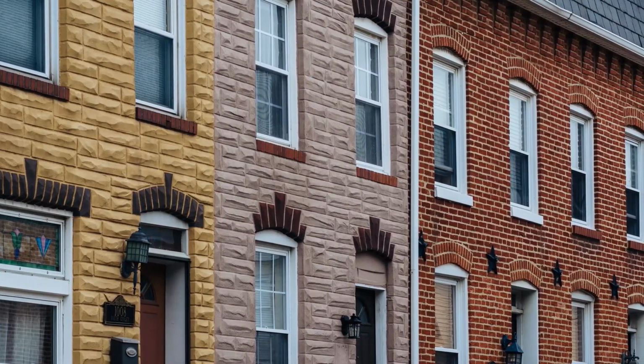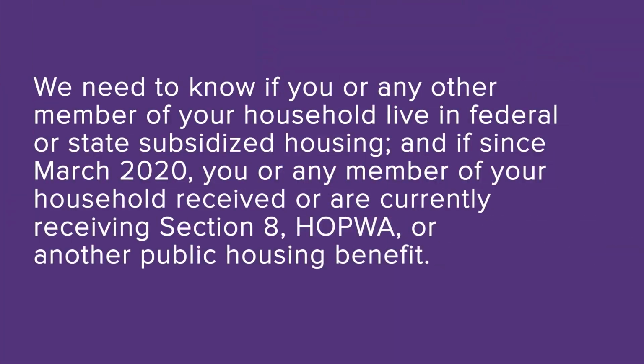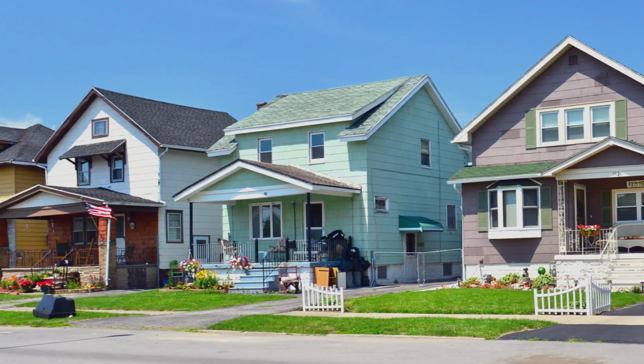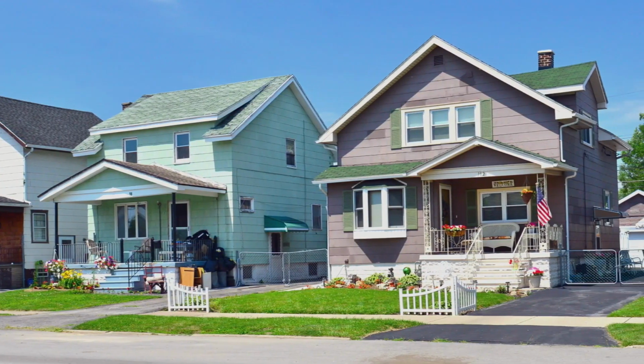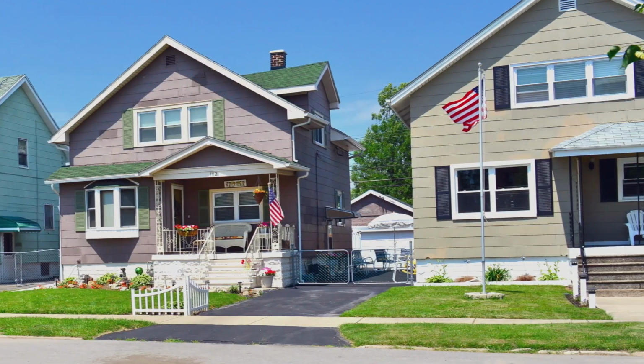Once you have completed the utility section of the application, you'll be asked to tell us about any prior or current rental assistance you may have applied for or received. We'll need to know if you or any member of your household live in federal or state subsidized housing, and if since March 2020, you or any member of your household received or are currently receiving Section 8, HOPWA, or another public housing benefit. Also let us know if your household has applied for or received assistance for paying back rent arrears since March 2020. Be sure to select all applicable programs.